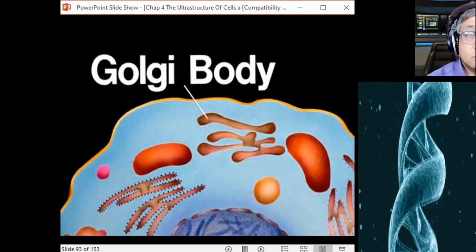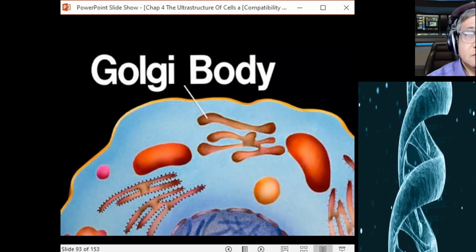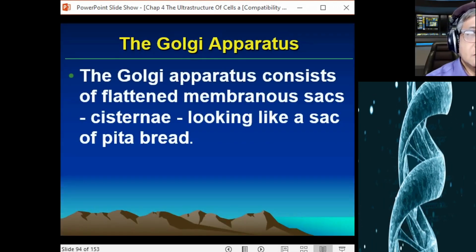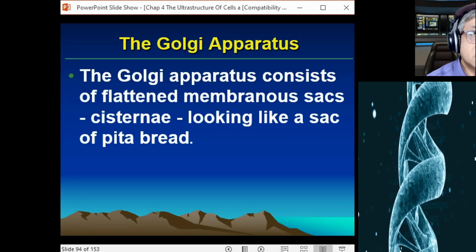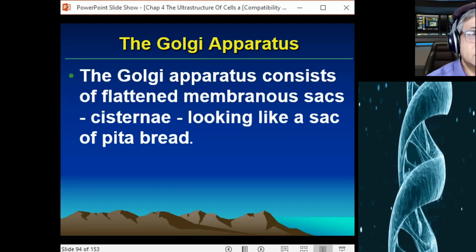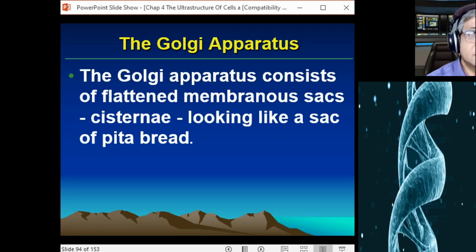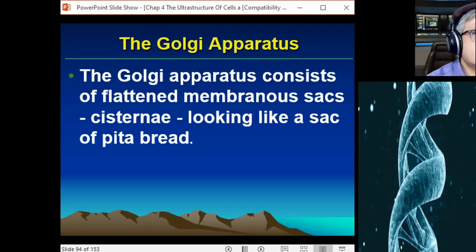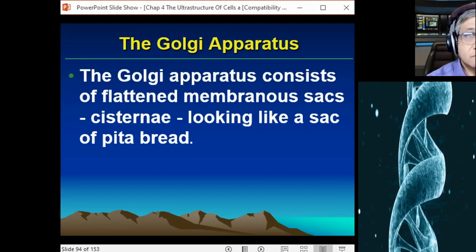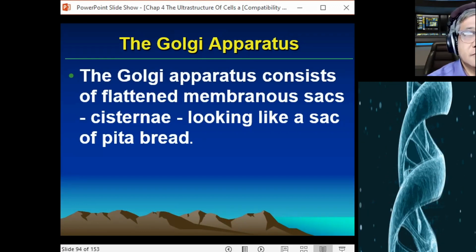Okay, let's talk now about the Golgi apparatus, or the Golgi bodies, or Golgi complex. The Golgi apparatus under the electron microscope is composed of flattened membranous sacs, much like stacks of pancakes or stacks of pita bread, called cisternae.